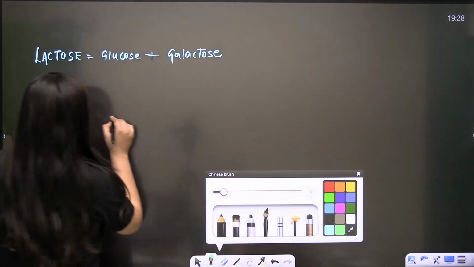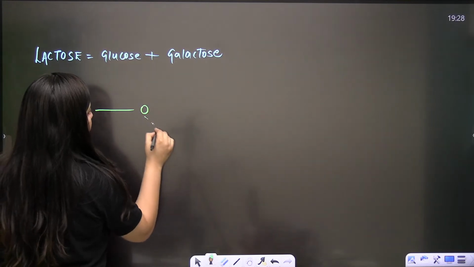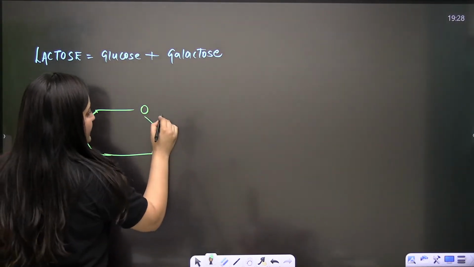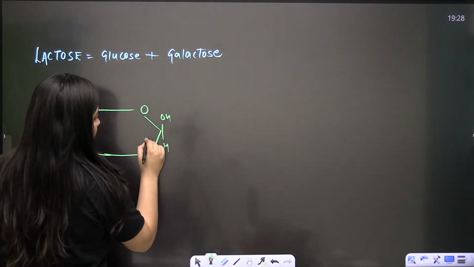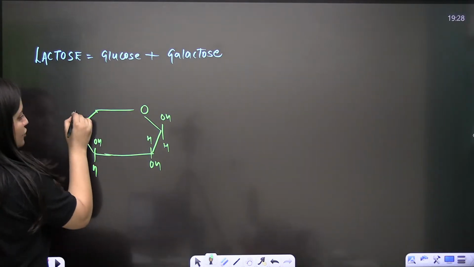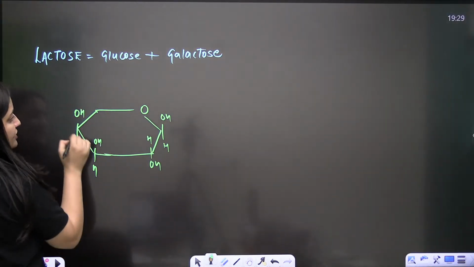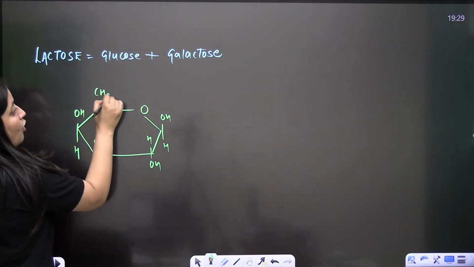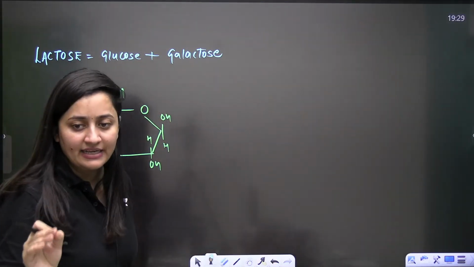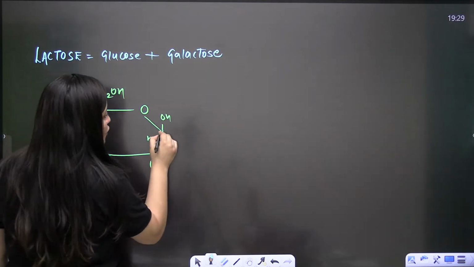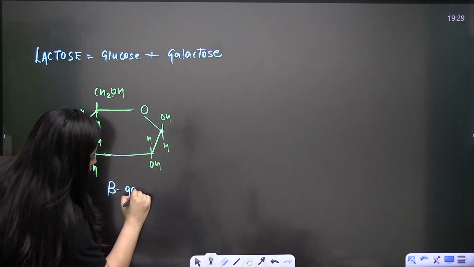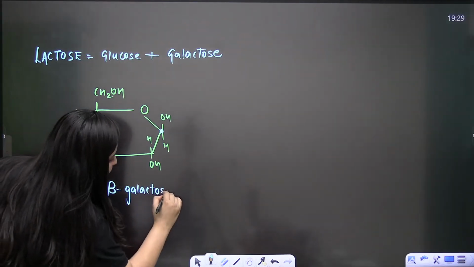Let me draw it here. So it's beta. Ultimately it's beta. So if it is beta, OH H, H OH, OH H, this is galactose, isn't it? It is galactose. It is not glucose, bache. Always, bache, please pay attention here. You can make a mistake in the NEET examination. It is your galactose, and it is your beta galactose.